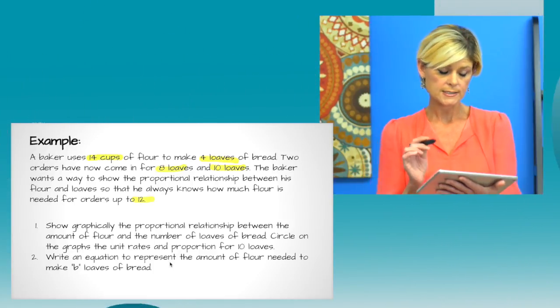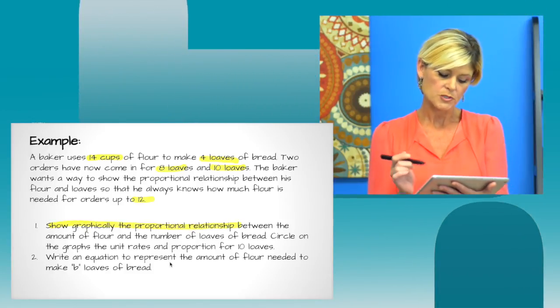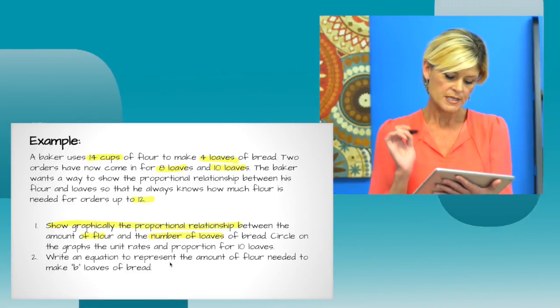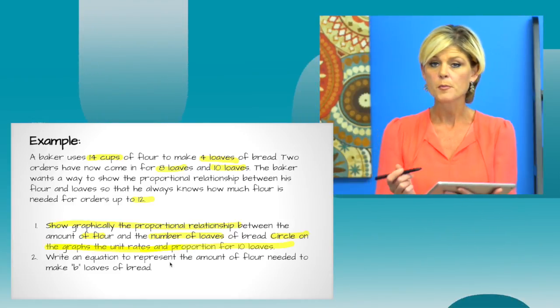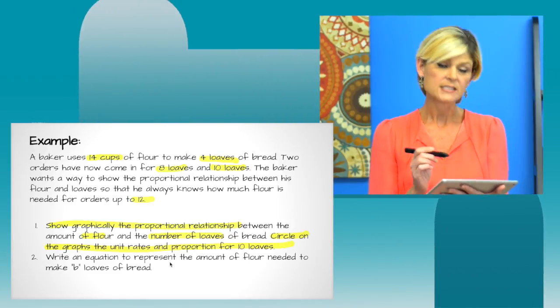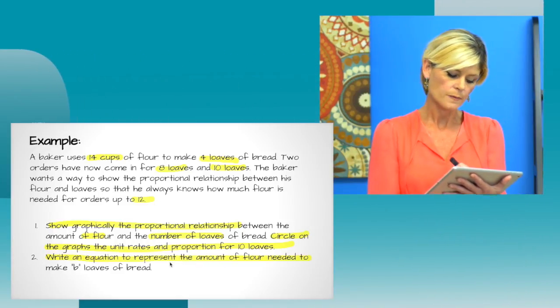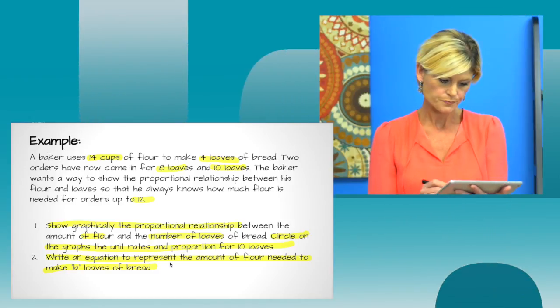So the question is asking us to, number 1, show graphically the proportional relationship between the amount of flour and the number of loaves. Then circle on the graphs the unit rates and the proportions for 10 loaves. Then the second part of this problem is to write an equation to represent the amount of flour needed to make B loaves of bread. That'll be the variable we use.